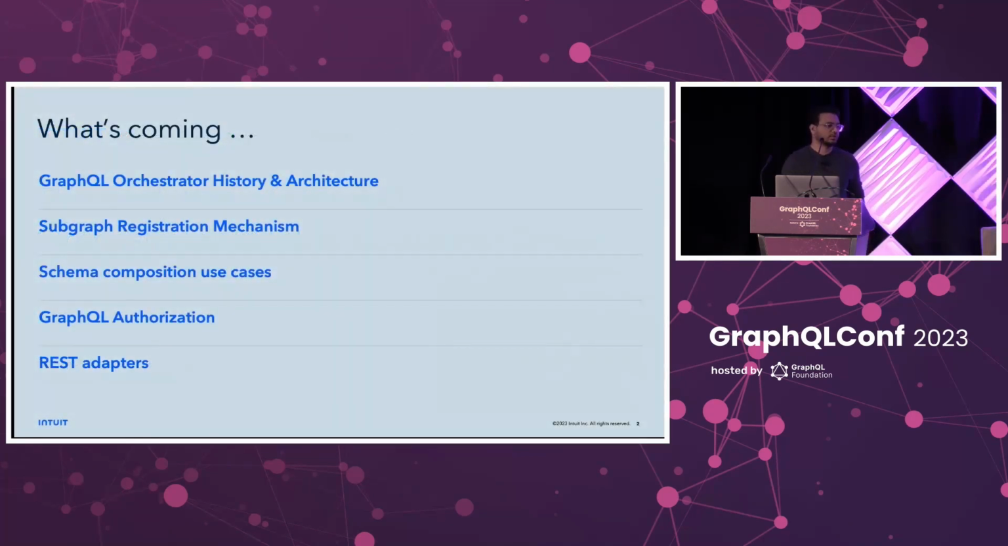So, just giving you a quick overview of what is going to be in this session. We'll talk about the GraphQL Orchestrator problem, the history, architecture, the thoughts and learnings that led us to create our own orchestrator. We'll dive into the subgraph registration mechanism of that orchestrator, the schema composition use cases, authorization, and the REST adapters in detail.